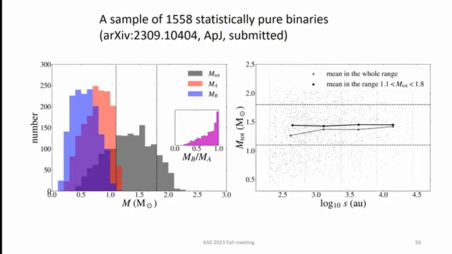Okay, I did the complementary test. It's on arXiv and was just submitted a month ago. And actually, I'm working on the referee report. The referee report is reasonable. Now, here I try to obtain pure binaries. So I try to clean all systems with companions.